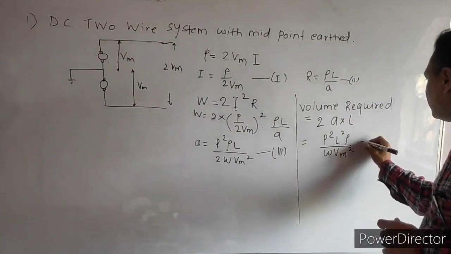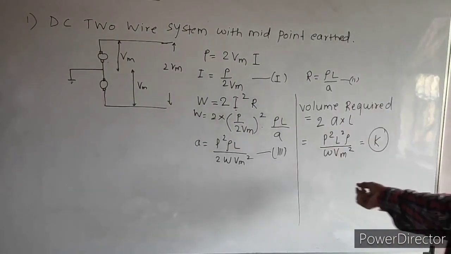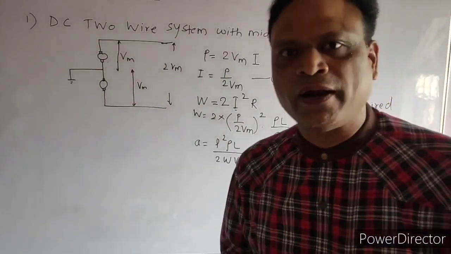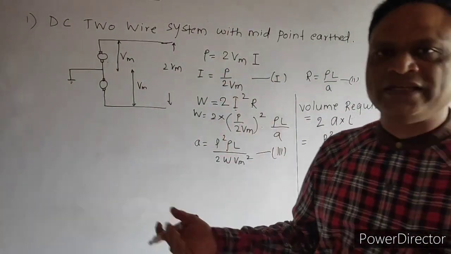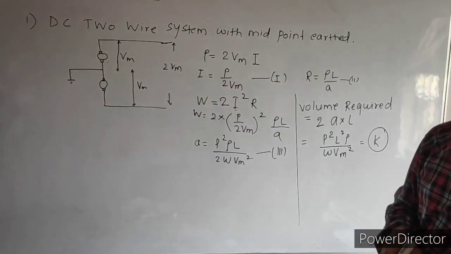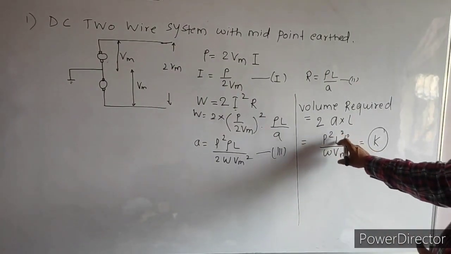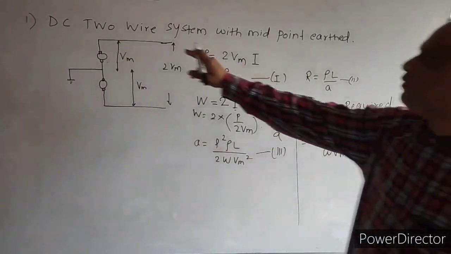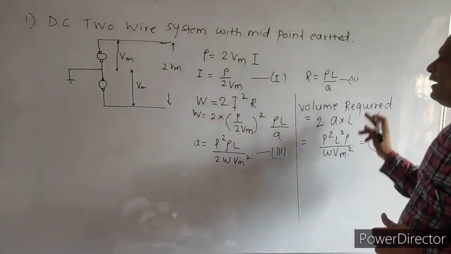We will always say that this value is K, and according to this K we will see whether more volume or less volume is required for single phase system, three phase system or DC two wire system, which we will see in the next equation. So we will always say that P square L square rho upon W Vm square is K. So the volume of conductor required for DC two wire system with midpoint earth is K.